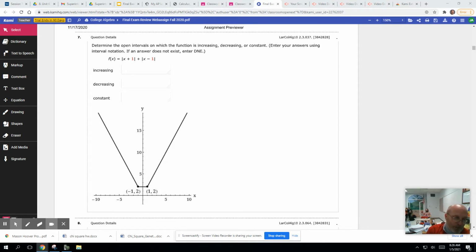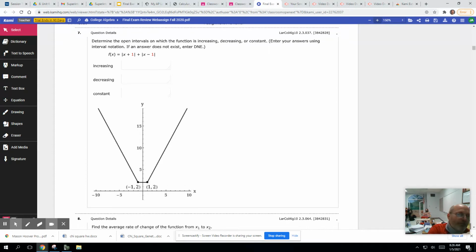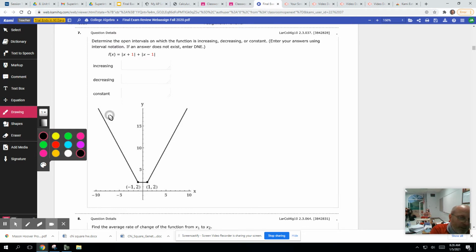Okay, so remember, if we're looking at intervals where it's increasing or decreasing, and we're looking at the graph, we want a picture where we're moving from left to right. Where Fred's moving left to right. If Fred is sliding down the graph, then that's decreasing.